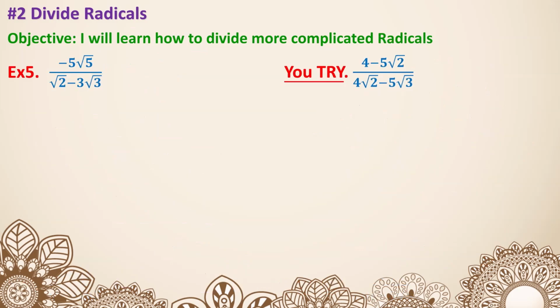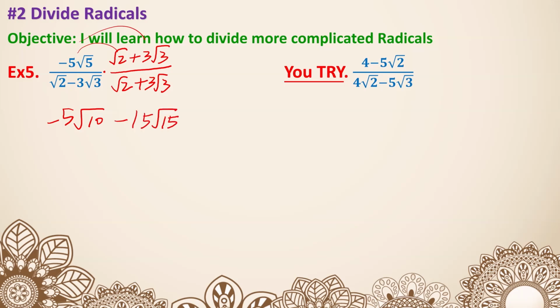Moving on, example 5. Still the same thing. Times the conjugate, square root of 2 plus 3 square root of 3. On the top, same thing, square root of 2 plus 3 square root of 3. Multiply, -5 square root of 10. Multiply, -15 square root of 15. On the bottom, square root of 2 times square root of 2 is a positive 2. Square root of 2 times 3 square root of 3 is a positive 3 square root of 6.